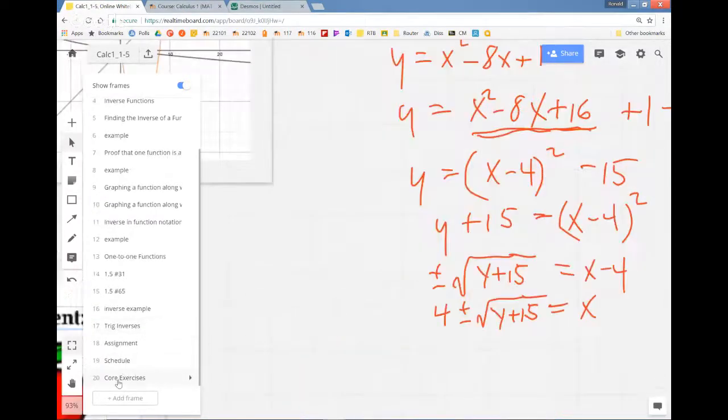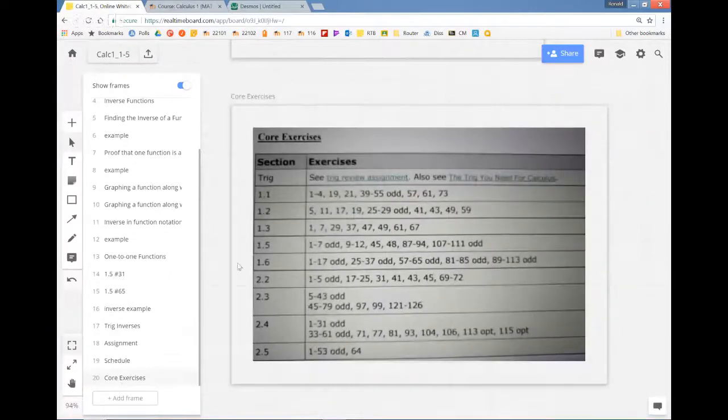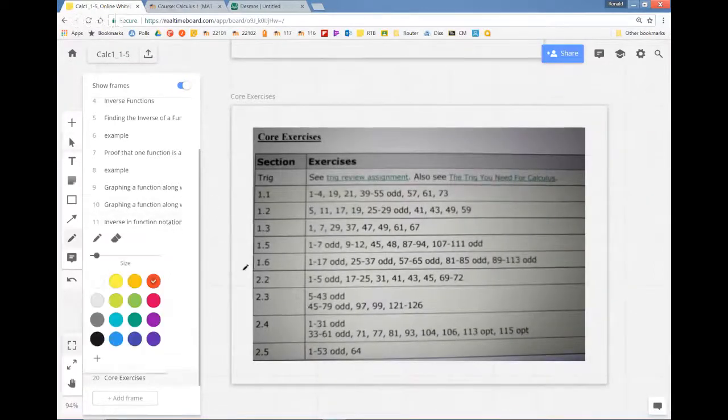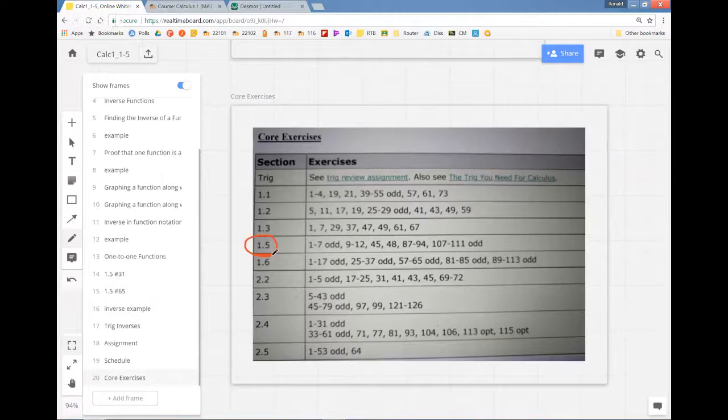So core exercises. And here we are at 1.5. And there's the assignment for tomorrow. 1 to 7, the odd, 9 to 12, 45, 48, 87 to 94, etc. Okay, so those are the ones I want you to work on.